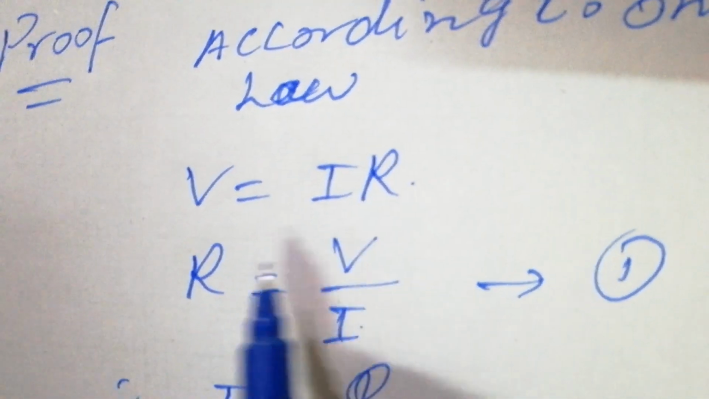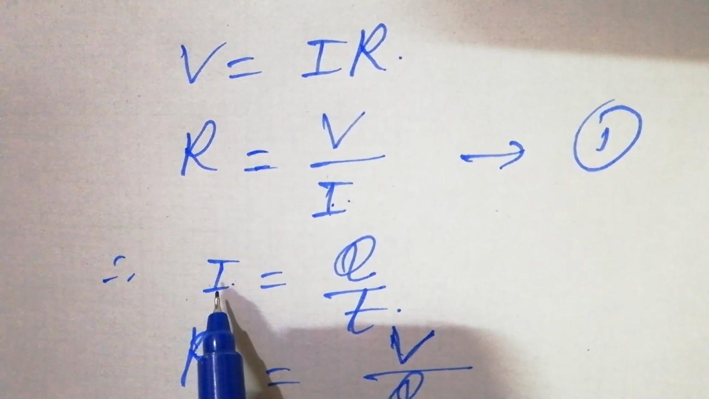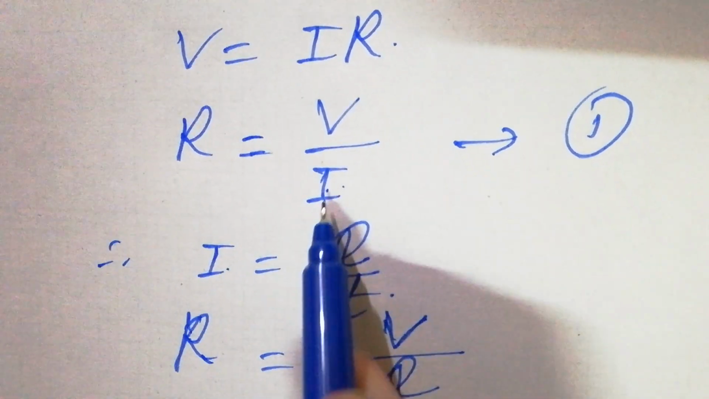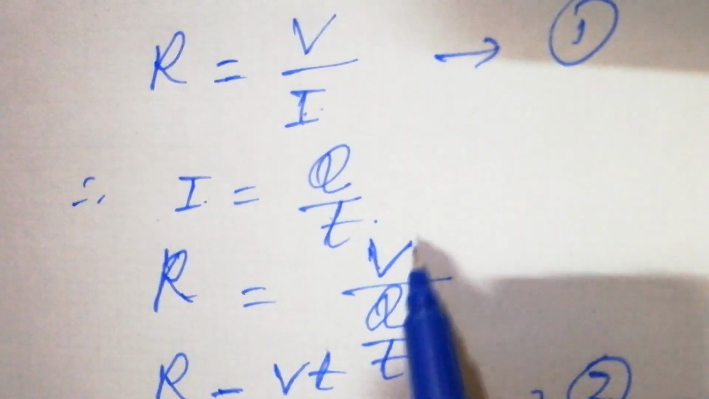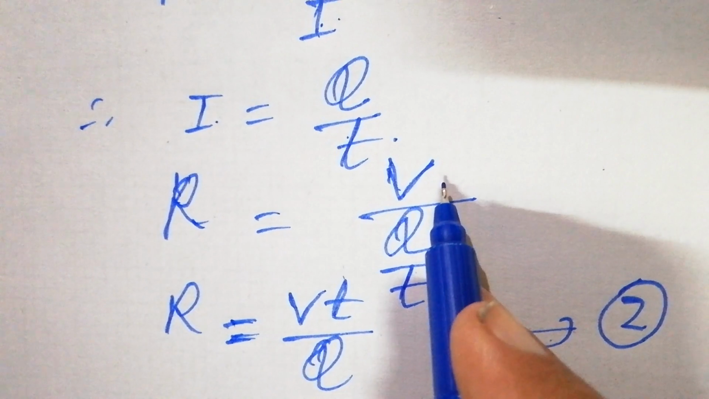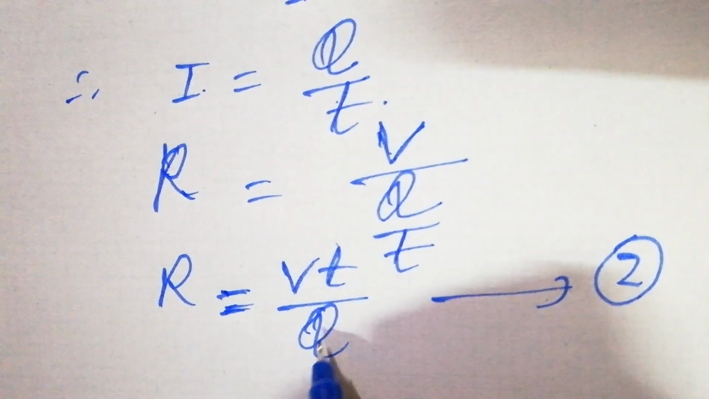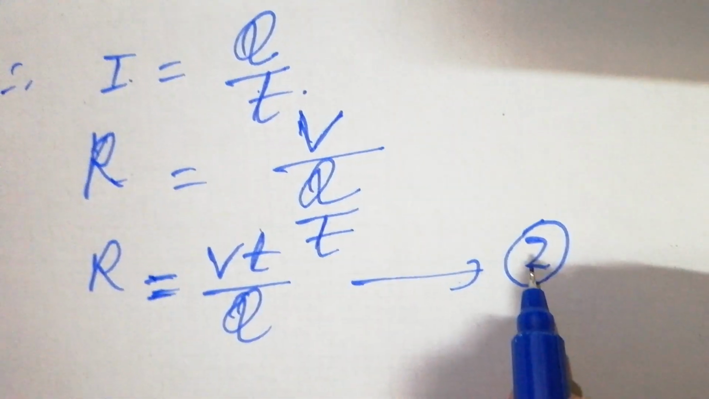Students, look at again, according to Ohm's law, V is equal to IR and R is equal to V over I, and the value of the current is I is equal to Q by T. Putting this value Q by T, and T is shifted upward, we get a simplified form, R is equal to Vt over Q, equation number 2.